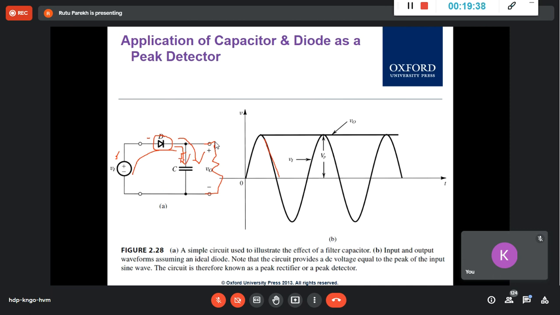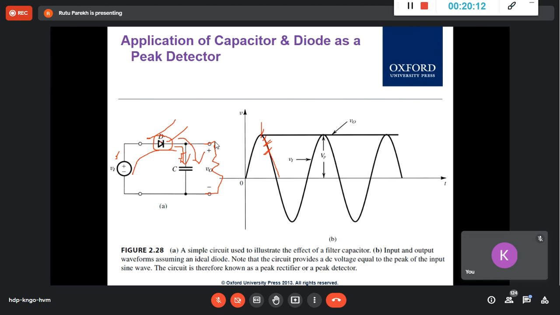Once it is charged to 5 volt, the input keeps changing. After 5, it will come to 4.8, 4, and then 3, 2, 1, 0. Let's say it is 4.8 or 4.9. Then the negative terminal is at 5 volt, and the positive terminal is at 4.9, 4.8. So this diode is going to be what? Reverse biased. After this peak, this diode will be reverse biased. Reverse biased means it is conducting or not conducting?